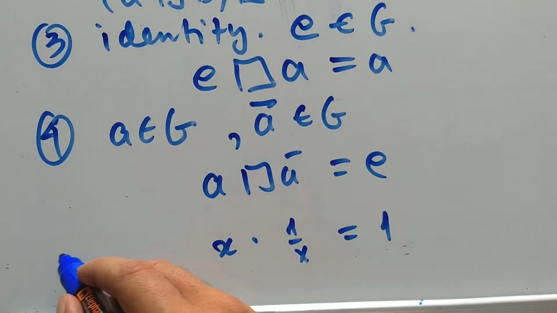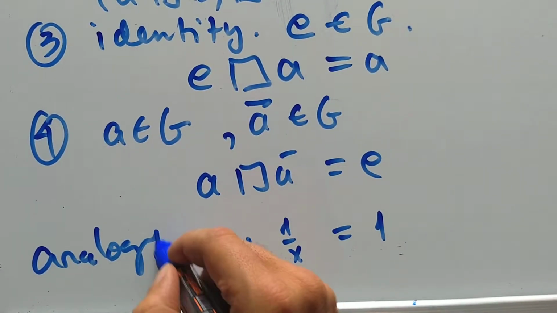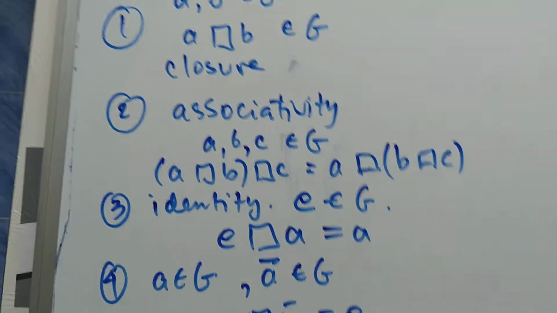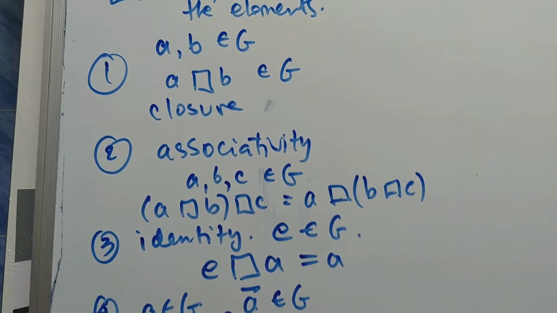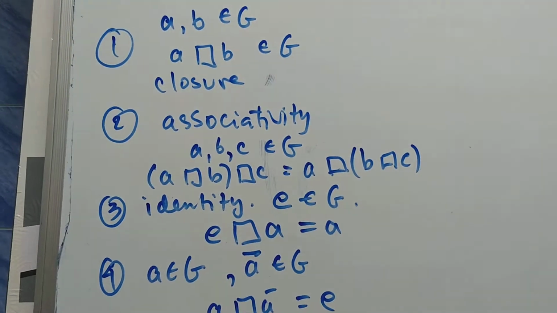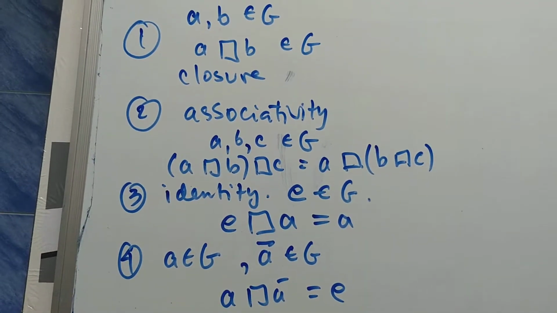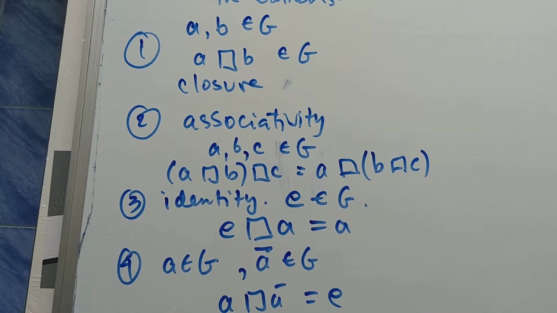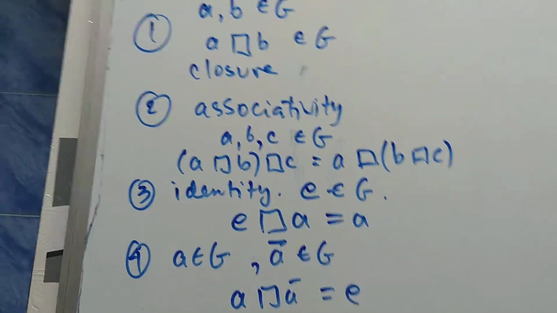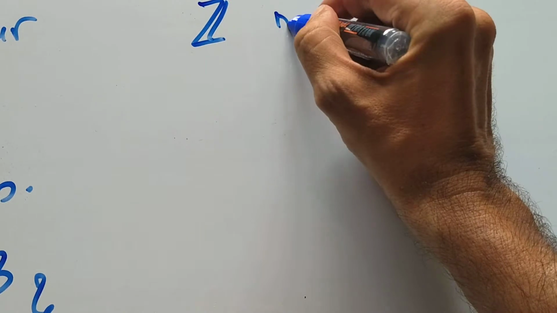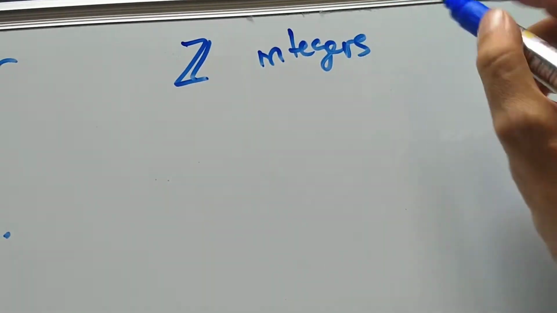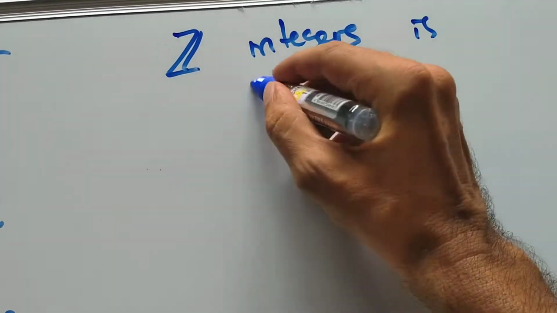Think of it like this, an analogy. This is like a generalization of many things that we have already seen in algebra into an abstraction called a group. Now let's take a concrete example. Integers. Z is a group.